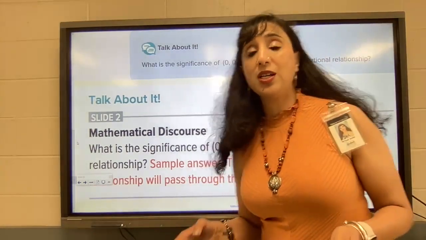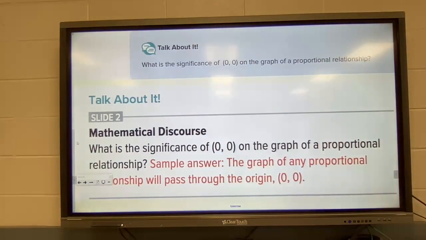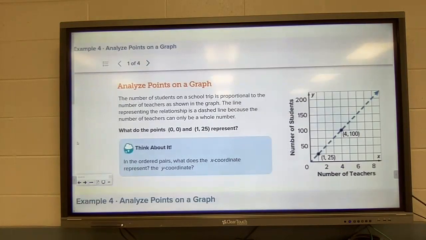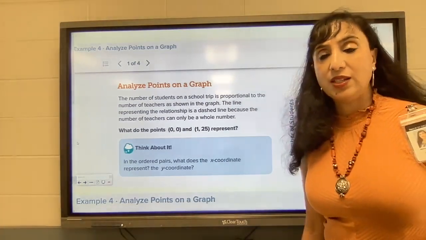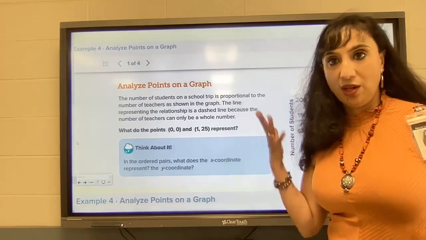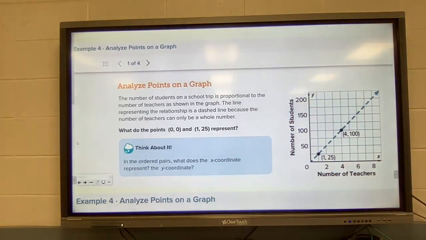So that's the biggest thing to remember for a proportional relationship. And then if I'm analyzing points, the number of students on a school trip is proportional to the number of teachers as shown in the graph. The line representing the relationship is a dashed line because the number of teachers can only be a whole number. Obviously, you can't have half of a human being, right? Or 1/4 of it. It's got to be a whole. So that is why it can only be a whole number.